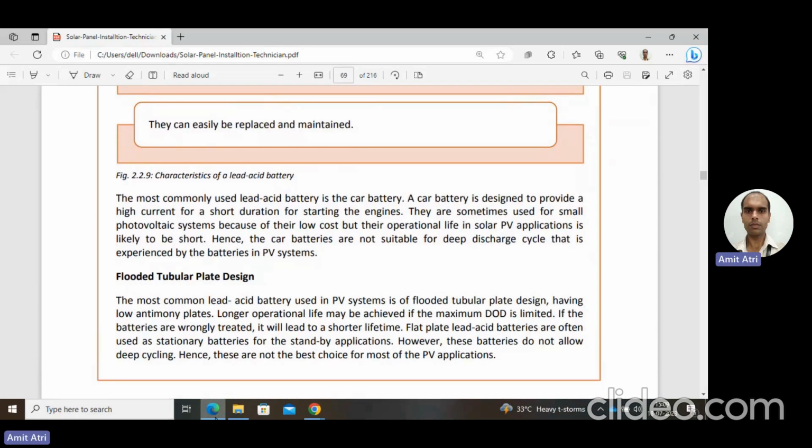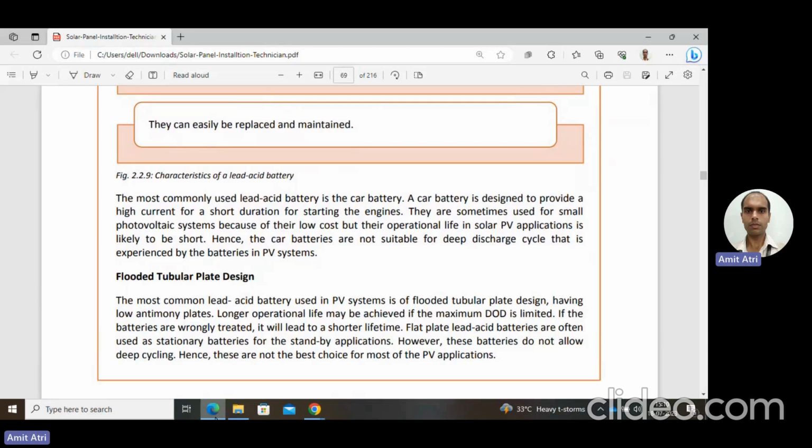The commonly used lead acid battery is the car battery. It provides a high current for a very short duration during starting of the engine. They're sometimes used for small photovoltaic systems because of their low cost, but their operational life in solar PV application is likely to be short. Car batteries are not suitable for deep discharge cycles, and that is what is required in a PV system.